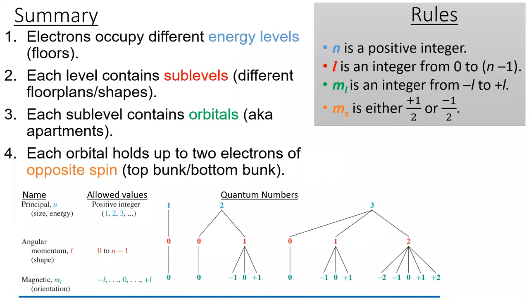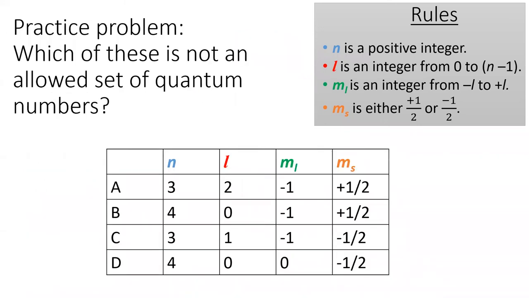I've included all of the important information on this summary slide. Remember that not all combinations of quantum numbers are allowed. Keep this in mind during your next practice problem. All right, here's your practice problem. You see four addresses for electrons on the screen. Which of these are not allowed?